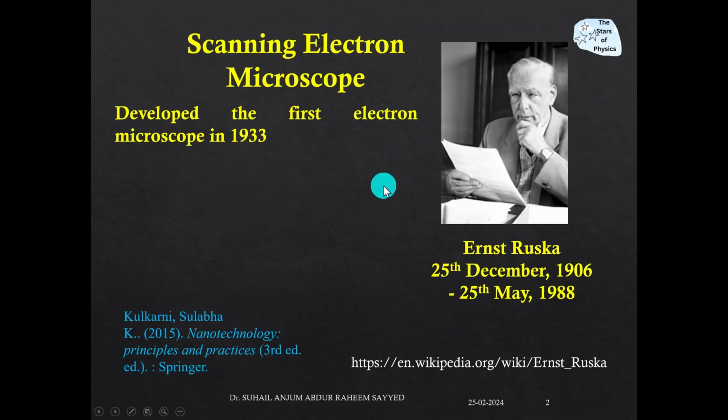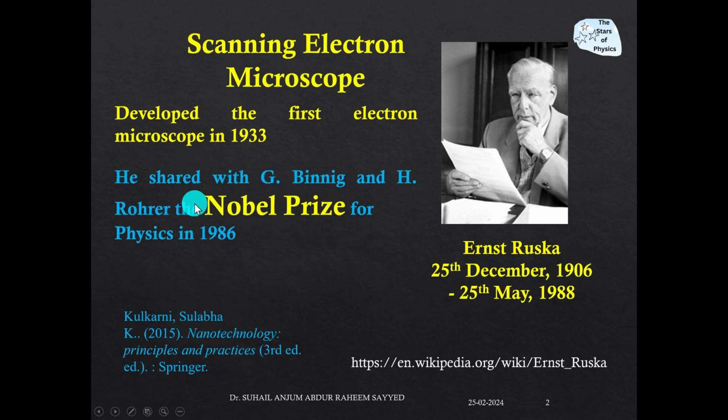So first of all, the first scanning electron microscope was developed by Ernest Ruska in 1933, and he received the Nobel Prize for this discovery in physics in 1986 along with G. Binning and H. Rohrer. G. Binning and H. Rohrer got this Nobel Prize for the scanning tunneling microscope, that is STM, and it was shared with the scanning electron microscope discovery of Ernest Ruska also. So all of them received the Nobel Prize in physics in 1986.